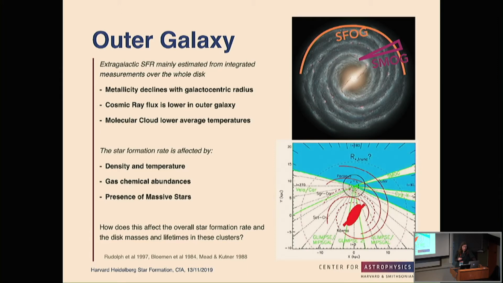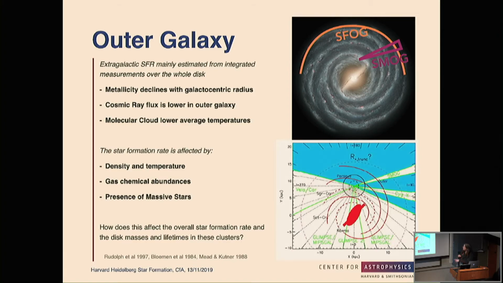The average cloud temperatures are also lower and the crossing times are less frequent, so there may be fewer opportunities for clouds to combine and perhaps collapse. We know that star formation rate is affected by density, temperature, the chemical abundance of the gas, and also the presence of massive stars, and the metallicity may have an effect on that. So we want to then study how this affects the overall rate.